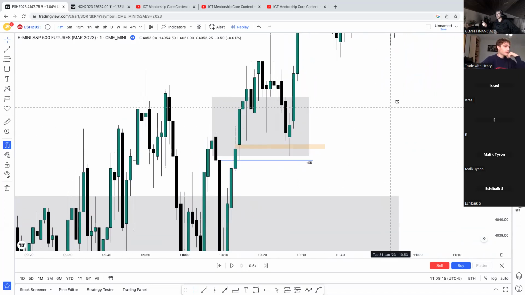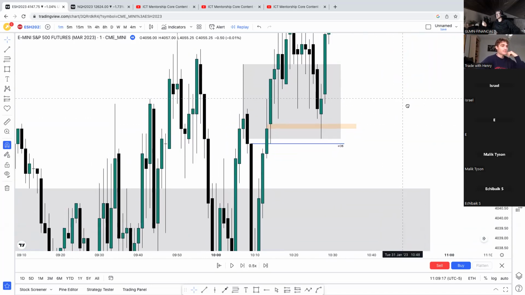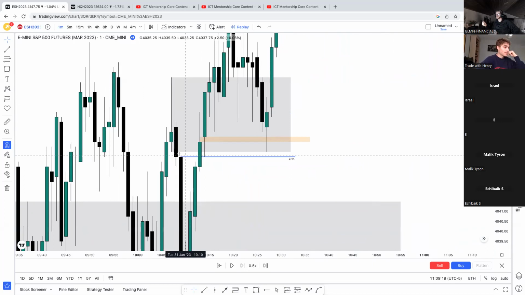So another thing we can see here as well, as you start to add confluences, there's a really small SIBI right here. Sell side imbalance, buy side inefficiency. We trade back through it here, trade back down to the low of it. You can see it supported there.